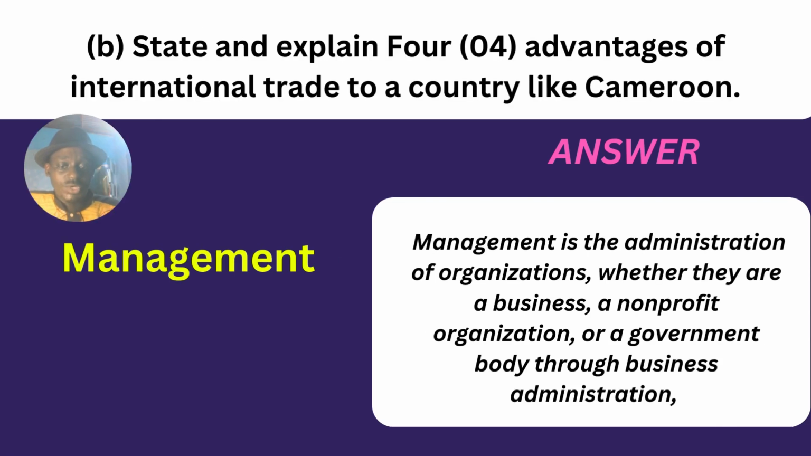Okay, now the next question says, state and explain four advantages of international trade to a country like Cameroon. So it can apply to any country, whether Cameroon, whether Nigeria. So we should state and explain four advantages. Number one is management. Management is the administration of organizations, whether they are a business, a non-profit organization, or a government body through business administration. So that is management.